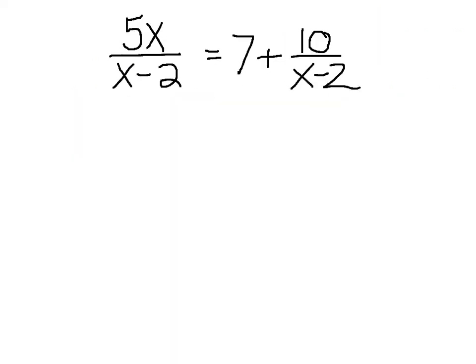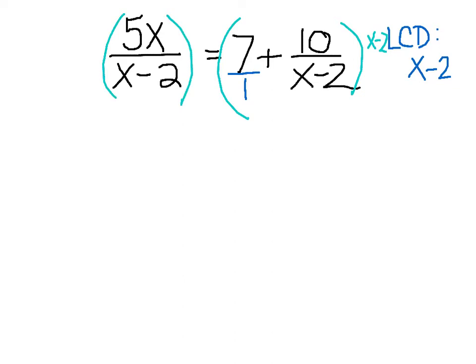So looking at another example, we have 5x over x minus 2 equals 7 plus 10 over x minus 2. Remember, first of all, this is like 7 over 1. So you're looking at what is the least common denominator of all of these. And hopefully what you're saying is the least common denominator is x minus 2. So going back to what we said, to solve a rational equation, you're going to multiply each term on both sides of the equation by the LCD. So I'm going to be multiplying this side by x minus 2 and this side by x minus 2.